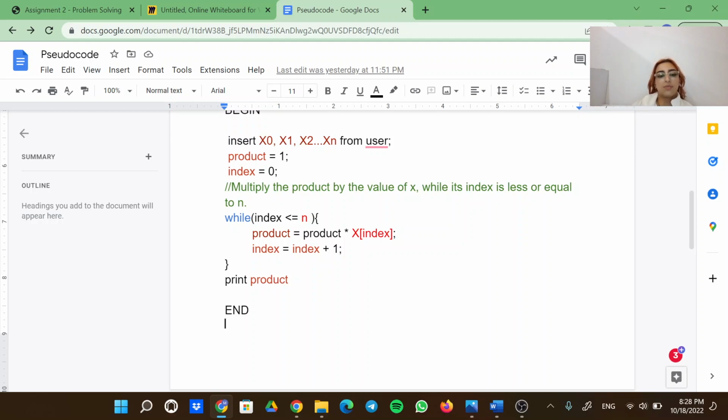So it takes every index which is smaller or equal to n. Product is product times x index, and index is index plus 1. So it takes the first one, then the second one, then index plus 1. It takes this and this. So it takes the first two, multiplies, then takes the index of the third one, multiplies, then so on before it gets to the end, to the n. Then it prints the product.